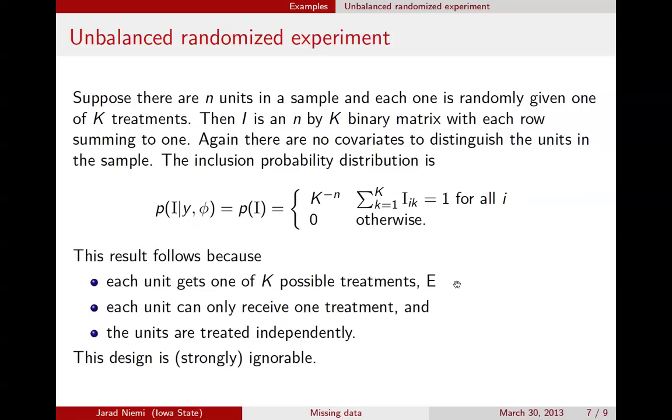And we've done this independently, and so the joint probability for all units is just the product of the individual probabilities for a single unit. Each unit has 1 over k probability on each of its possible treatments, and since they're independent, we have 1 over k all raised to the nth power, or k to the negative n. Again, this design itself is ignorable, and strongly ignorable.